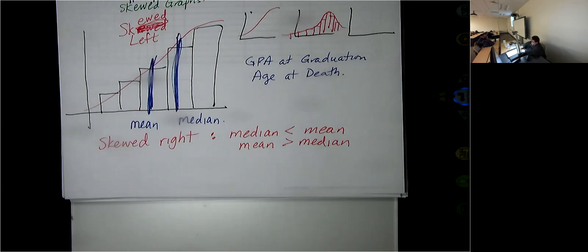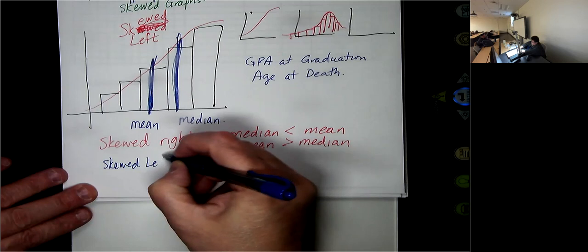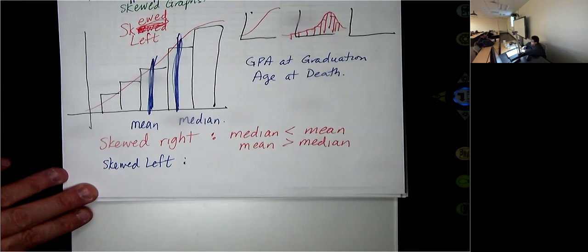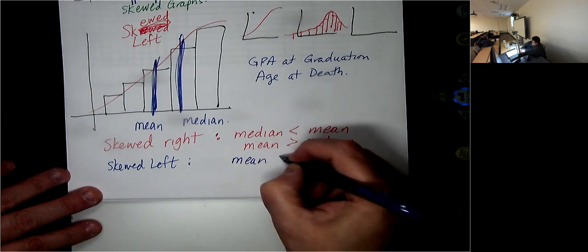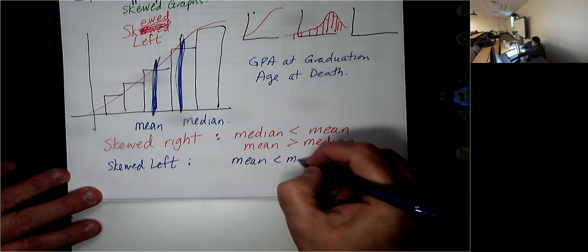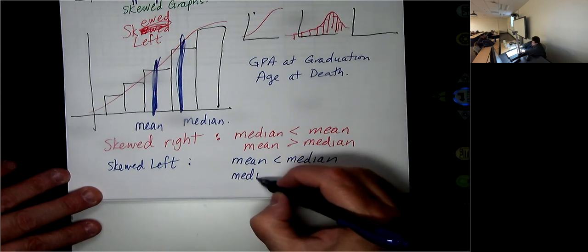Here is a skewed left graph. The mean is less than the median. It's the other way, the mean's on the left, so it's less than. Or I could say the median is greater than the mean.